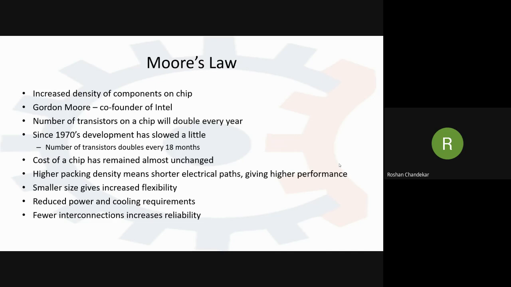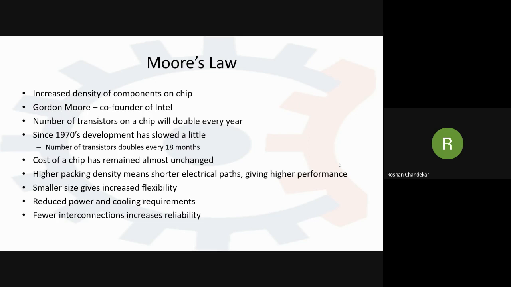So we have increased the density of components on a chip. Gordon Moore, the co-founder of Intel, stated that the number of transistors on a chip will double every year. At one time it was 100, then it increased to 300, 1000, 10,000, lakhs, crores, increasing day by day. The transistors double every 18 months. So the cost of a chip has remained almost unchanged.